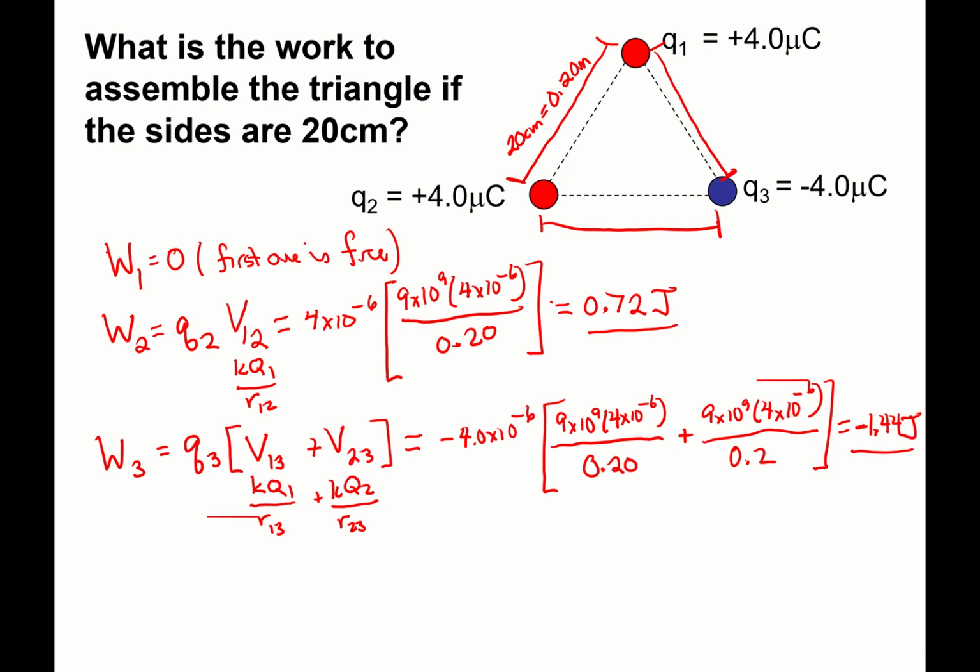What does it mean that it's negative? That means it's easy. That charge 3 wants to go to that position. I don't have to do any hard work. I'm fighting to hold it back because it's attracted to Q1 and Q2.